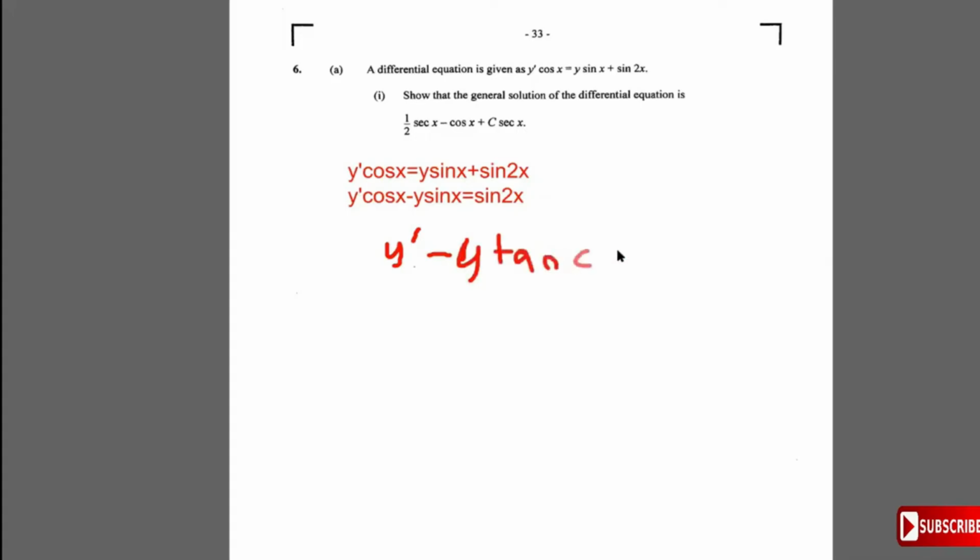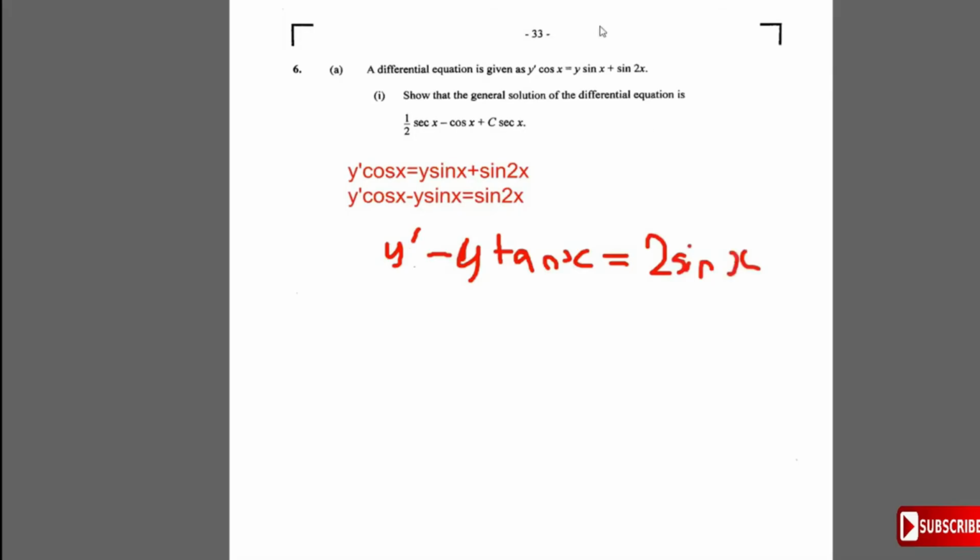And that's equal to, you have to remember that sine 2x is 2 sine x cos x. So when you divide sine 2x by cos x, you get sine 2x. All right, so this is what we get.